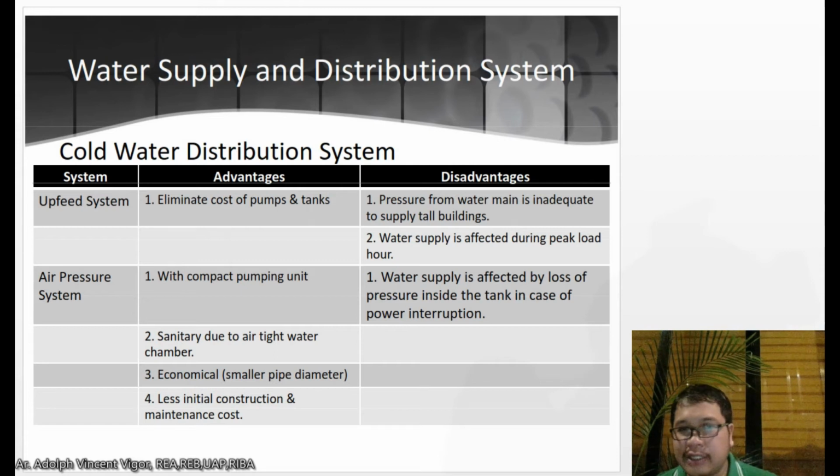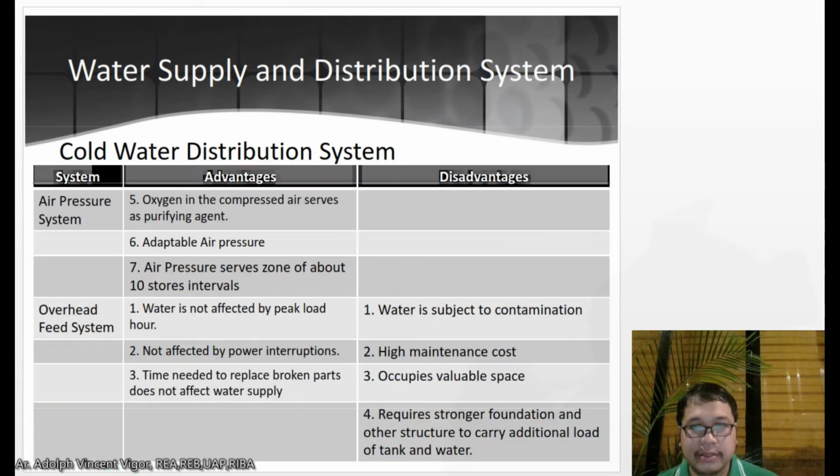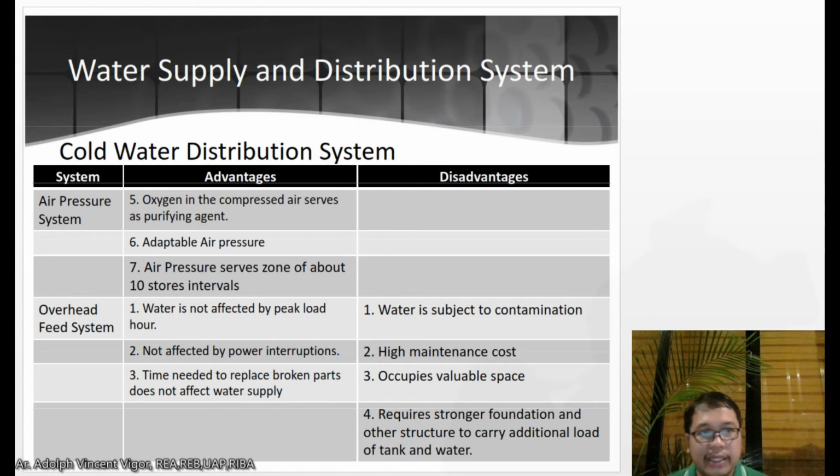Okay, so this is affected in case of power interruption, but there are already technologies available currently, class, where you can use solar, so that you won't be affected if there's an interruption in the electricity. Okay, fifth advantage is that oxygen in the compressed air serves as a purifying agent. So if there are some impurities, they are being purified as well. Then it's adaptable. The air pressure serves zones of about 10 stories intervals.